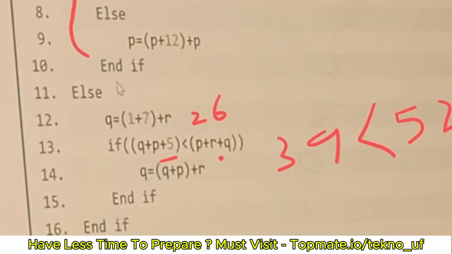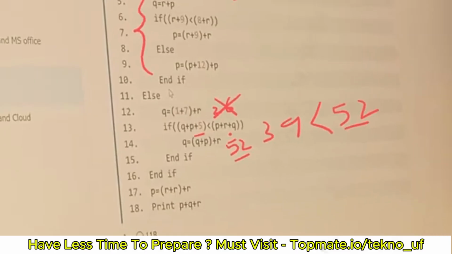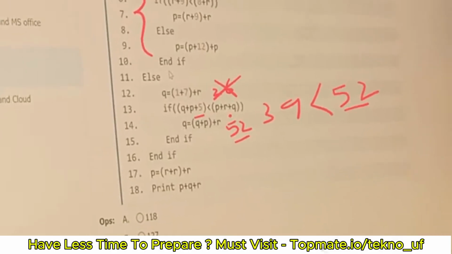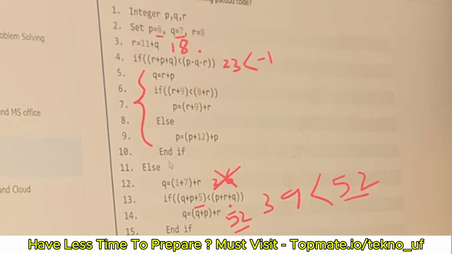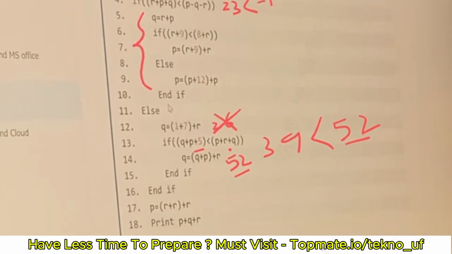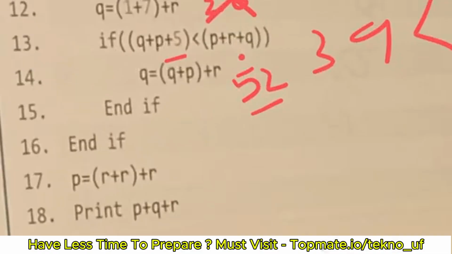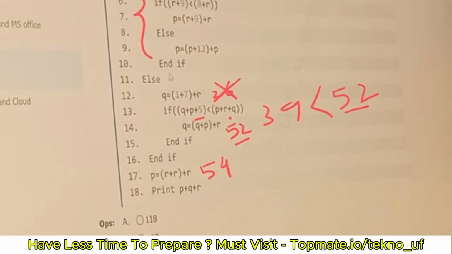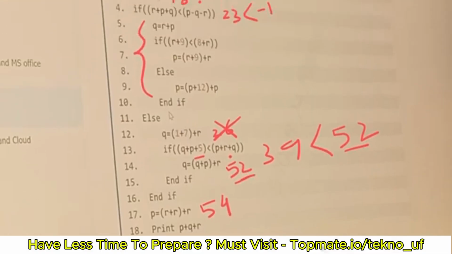So q is equal to p plus q plus r. As we got, that is 52. So the new value of q becomes 52. Ignore this. Now we are going towards after the if block. So the value of p becomes r plus r plus r. The value of r was 18, so this becomes 18 multiplied by 3, which is 54. So the value of p is 54, the value of q is 52, and the value of r is 18.